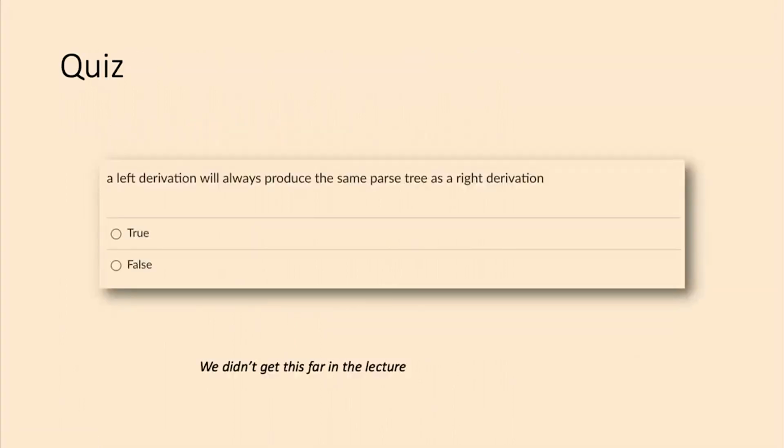Okay, let's move on to the next question. We talked a little bit about derivations, and we talked about parse trees a little bit. We're going to talk about them more today. But is it true that a left derivation always produces the same parse tree as a right derivation? Who thinks that's true? Cameron thinks it's true. Does anybody think it's false? A few more people. Okay. Cameron thinks it's true and false. Explain yourself.